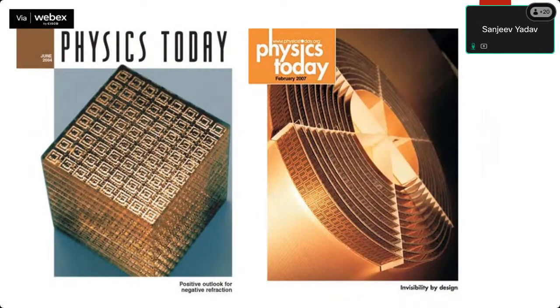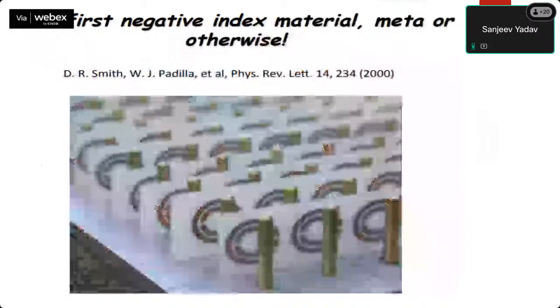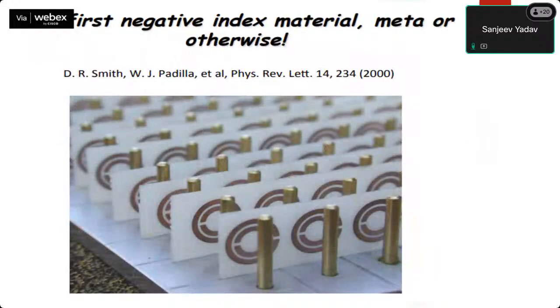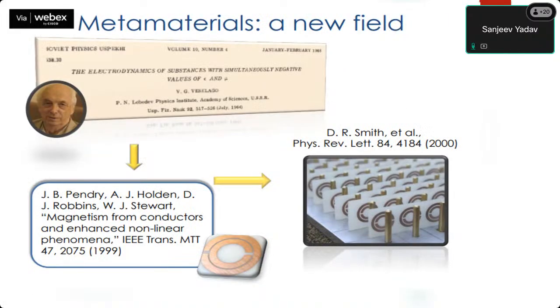This was also in 2004. They were published on the front cover of Physics Today magazine. Here, D.R. Smith published in Physical Review Letters in 2000. Here the conducting rod is there, as well as the combination of split resonators and the conducting rod for the metamaterials. This is the first negative index material. And J.B. Pendry told that this is a new field. It was in 1968, and the paper title was the electrodynamics of substances with simultaneously negative epsilon and mu.